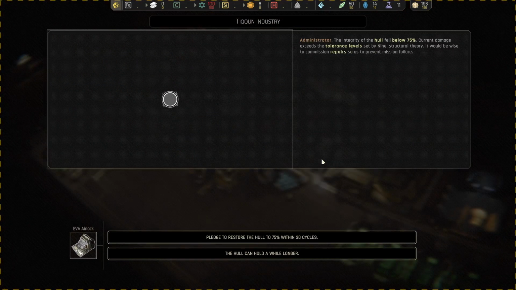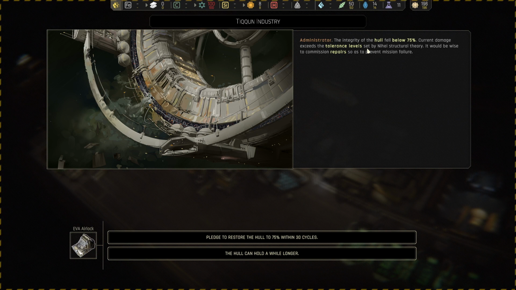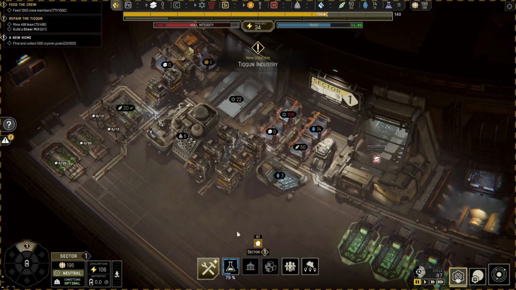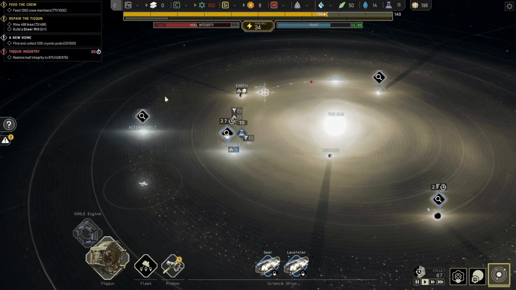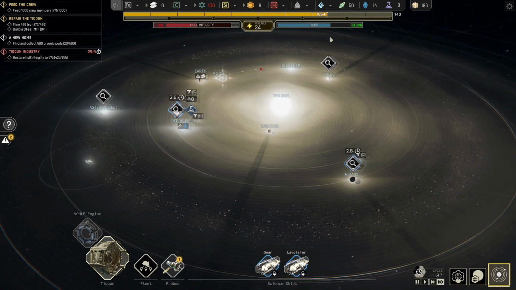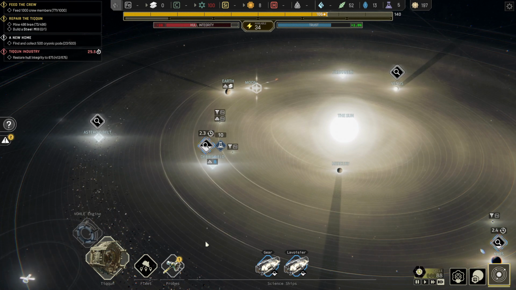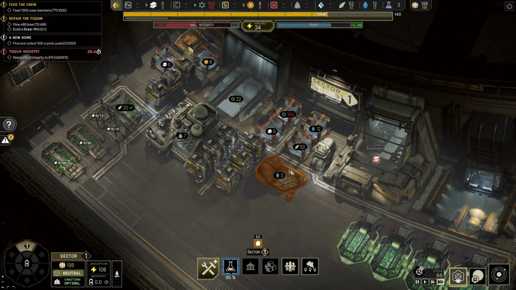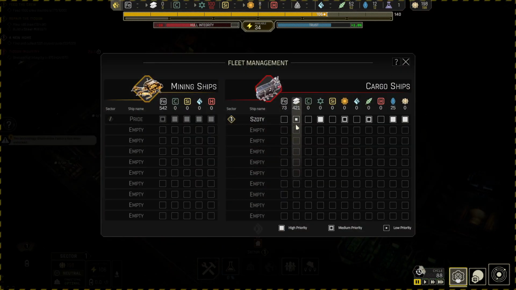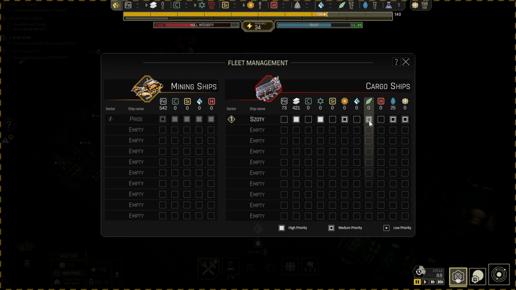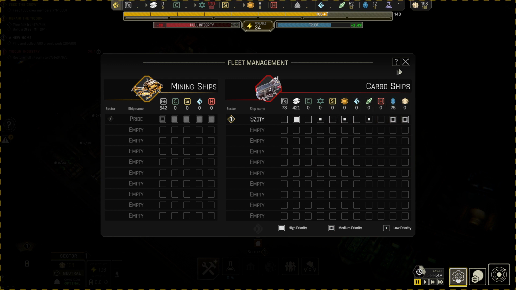Administrator, a new request awaits your attention. Yes, hello. Below 70%, current damage exceeds tolerance levels. It would be wise to start repairs. Yeah, 30 cycles, 75%. We'll be fine. It's just we've not had any alloys coming in. That's all it is. But hey, it's a bit of extra trust, so that's fine. Problem is, my cargo ship isn't currently prioritized to get alloys, so that might be something I need to change. In fact, yeah, let's go ahead and change that now. Let's downgrade to user that and that's okay.